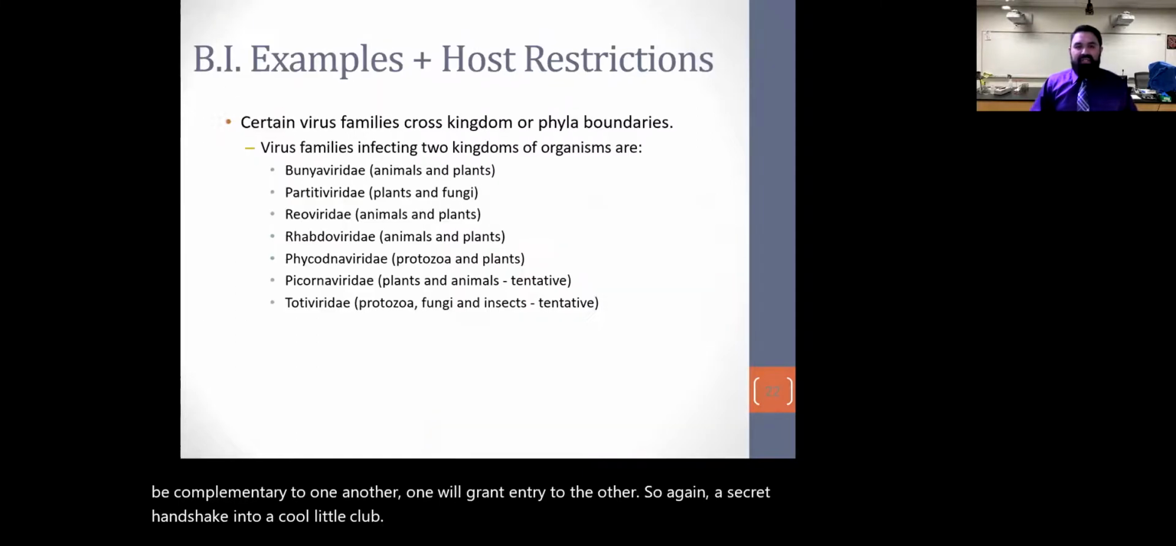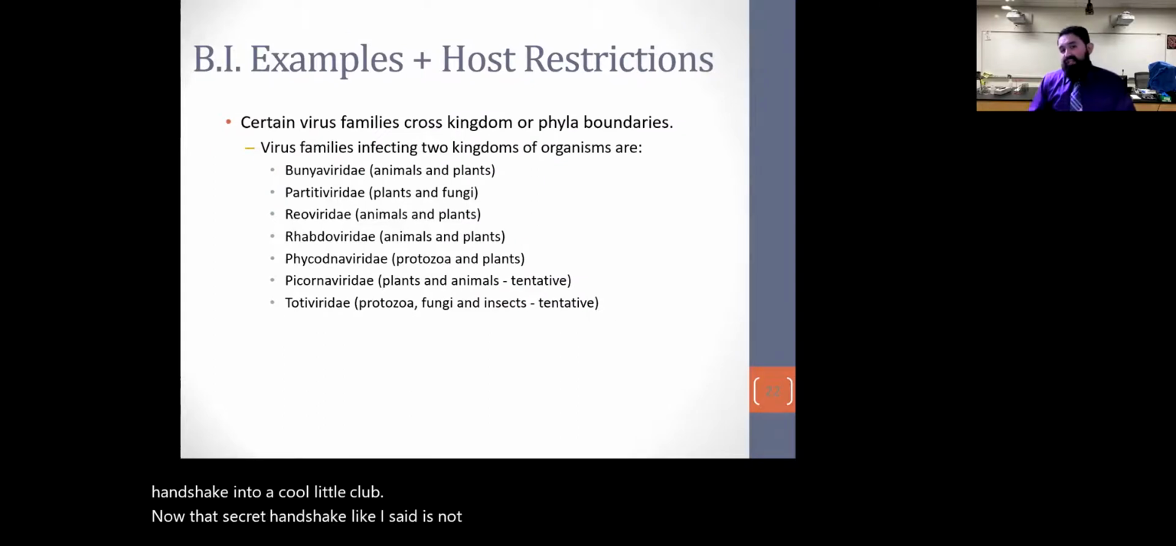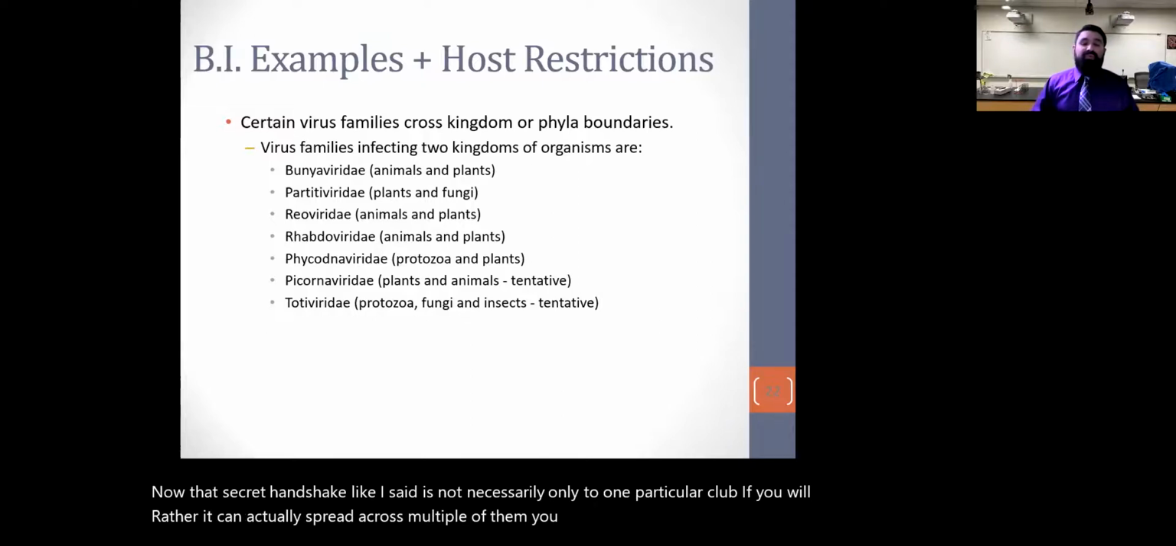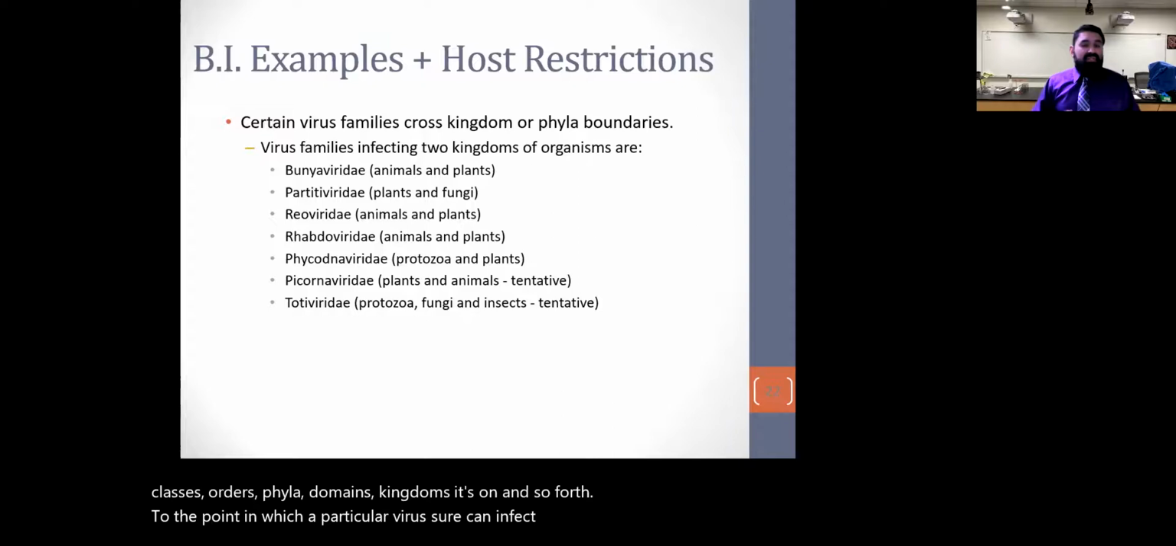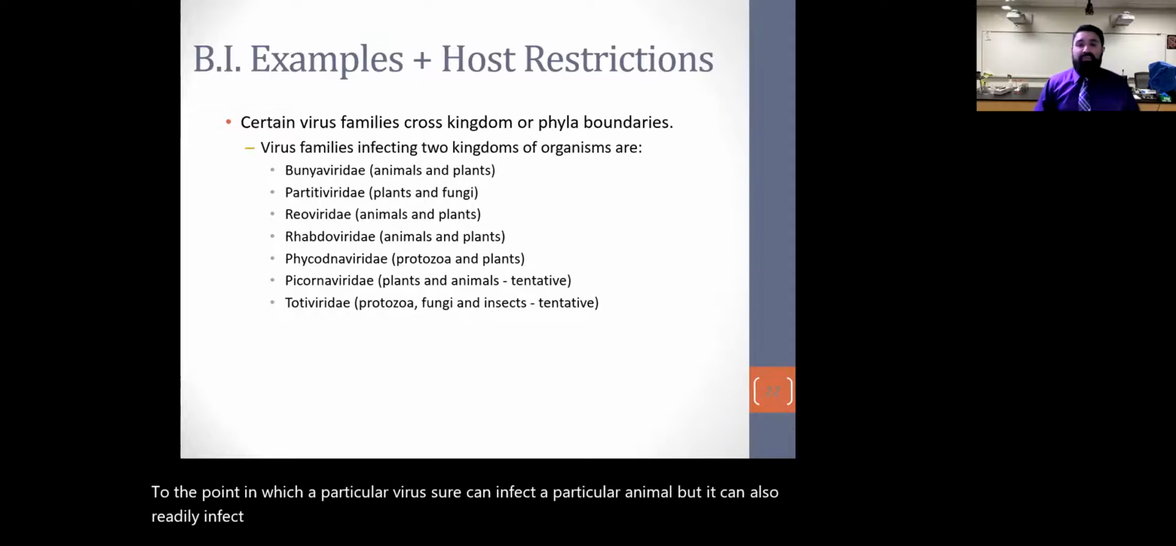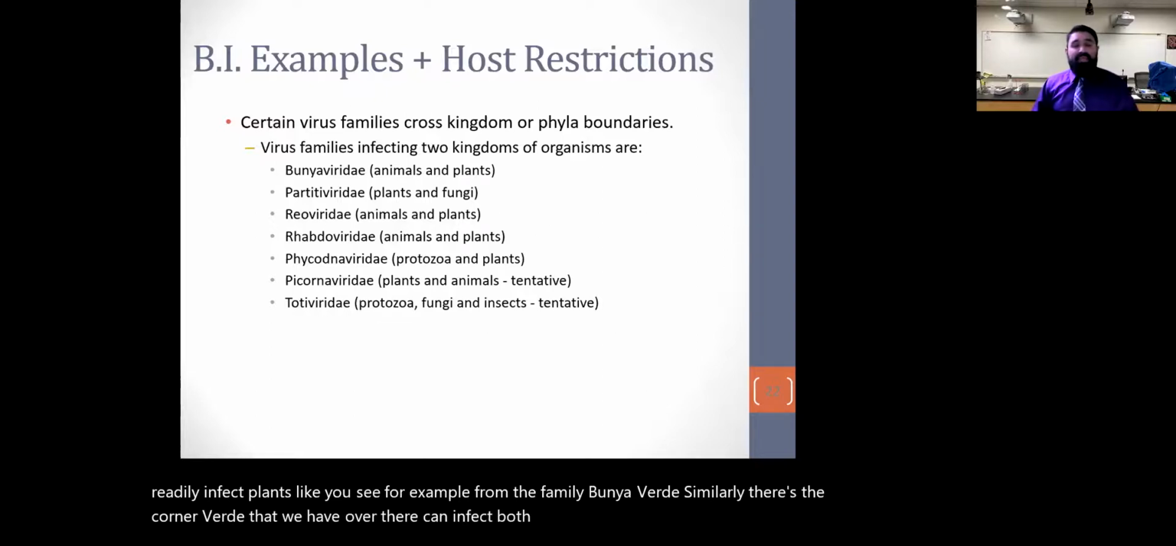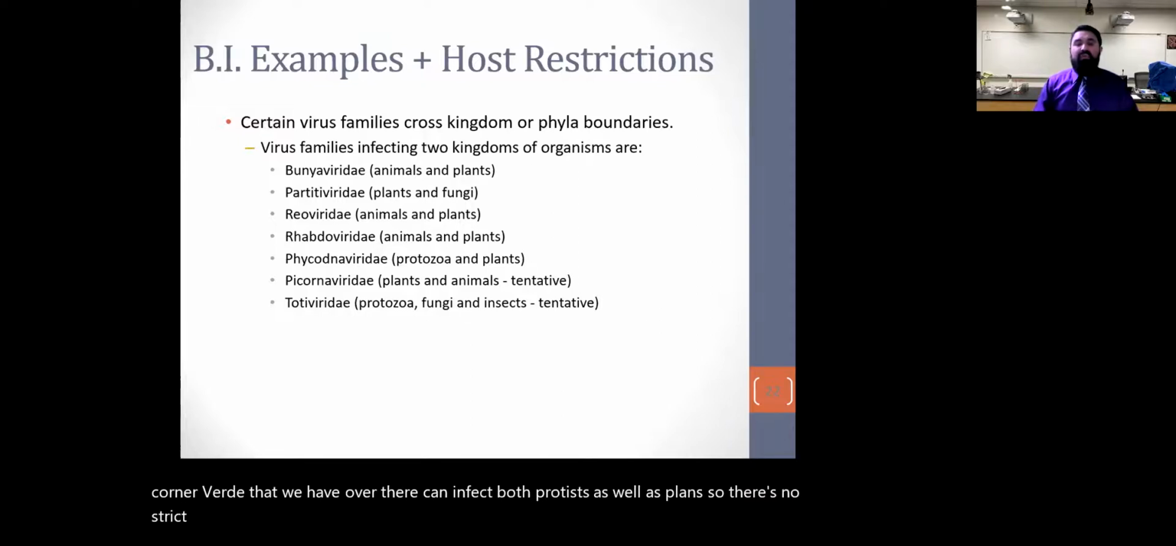Now, that secret handshake is not necessarily only for one particular club. Rather, it can spread across multiple of them. Most of these protein recognitions, most of these antigen interactions, occur across all species, families, classes, orders, phyla, domains, kingdoms, and so on. To the point that a particular virus can infect a particular animal, but it can also readily infect plants, as you see, for example, from the family Bunyaviridae. Similarly, the Corniviridae over there can infect both protists as well as plants. So there's no strict limitation on where viruses can infect, as long as they have that secret handshake.